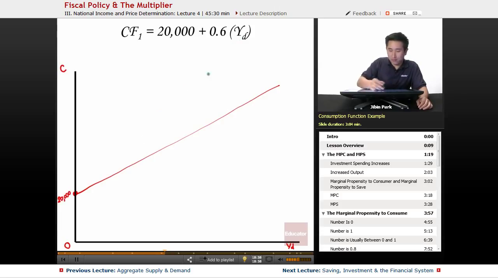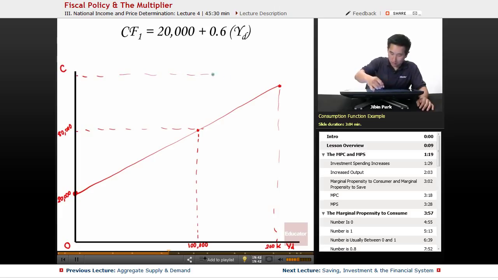Okay. So again, let's throw in the numbers that we did. $100,000 of income is going to equal $80,000 of consumption here. This is probably not the greatest to scale, and the lines are not the straightest, but it's okay. Let's say this is $100,000 and this is $80,000, and then this is $200,000, and now you get $140,000.